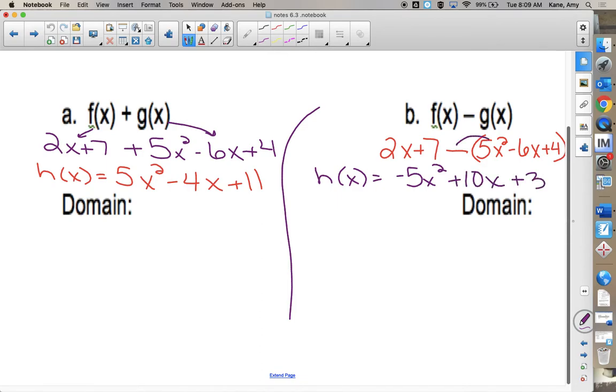So again, that negative distributes to each one. So a negative 5x squared, a positive 6x, and a negative 4. Here. It gets plus 8. Plus what? Plus 8. Oh, sorry. My fault. Thank you.